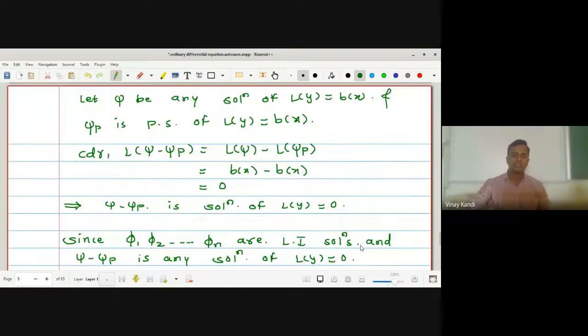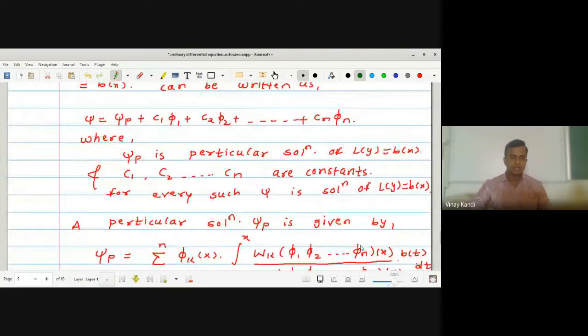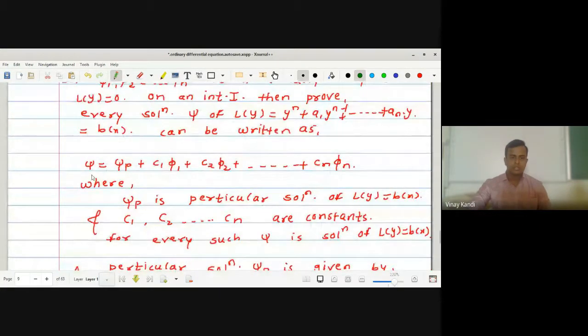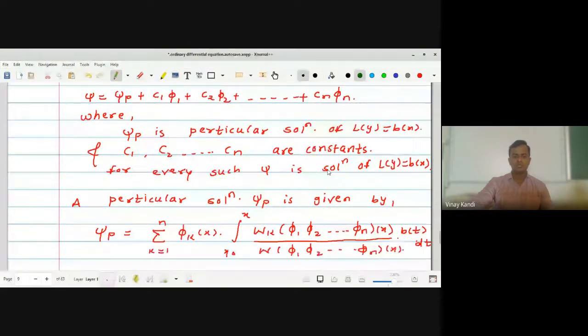Okay, so here we proved that psi is any solution of L of y is equal to b of x. We can write it in terms of psi is equal to psi p plus c1 phi 1 plus c2 phi 2 up to cn phi n. Okay, now we have to find the particular solution which is in this form.